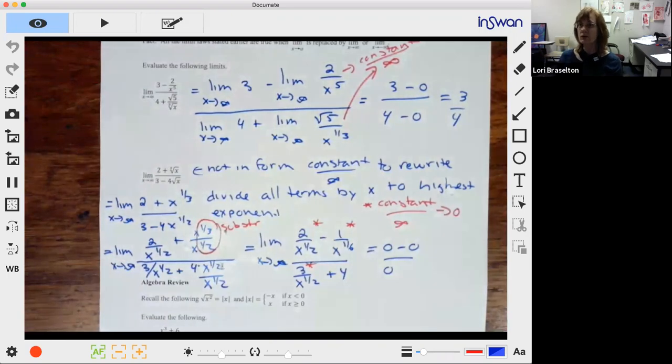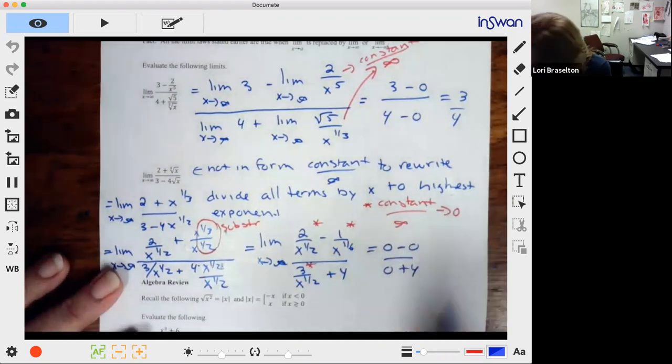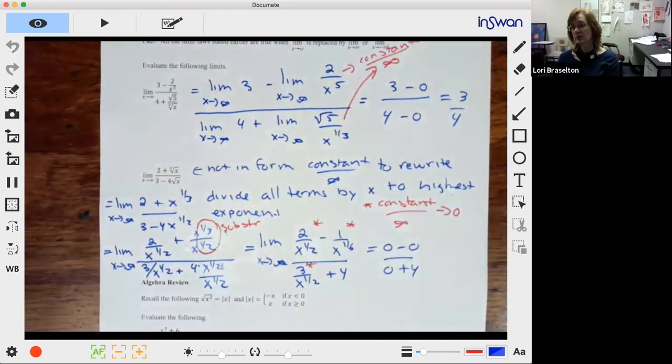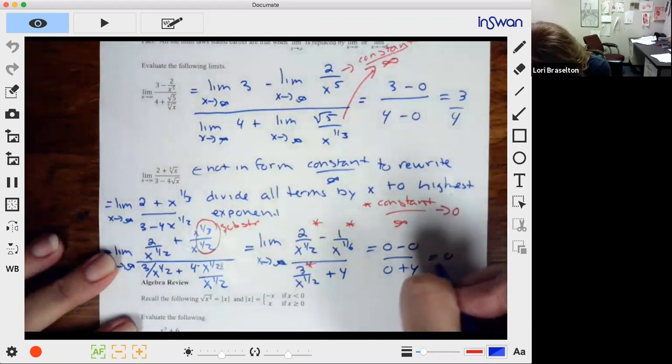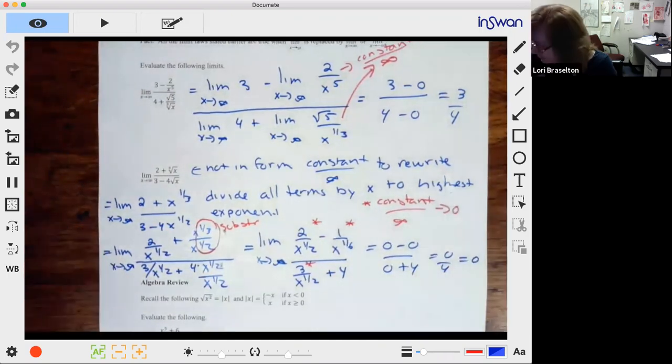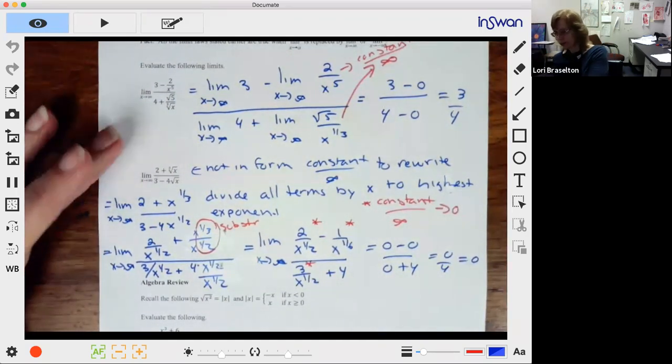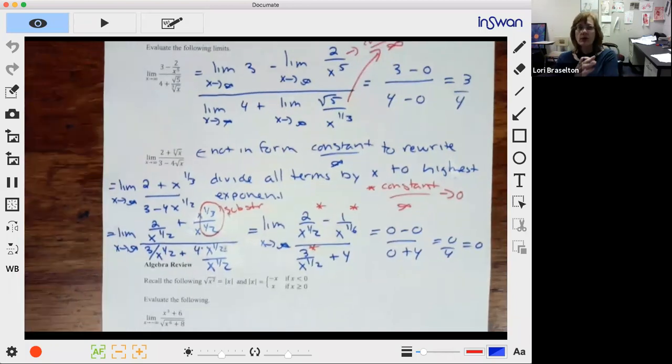All those are that new form, constant over infinity. And then I still have that 4. And all constant over infinity goes to 0. So I have all those zeros in a 4, or 0 over 4, or 0. So there's that one. And so both of those problems hinged on the new form constant over infinity. And we are going to learn some shortcuts in a little bit, but we aren't quite there yet.